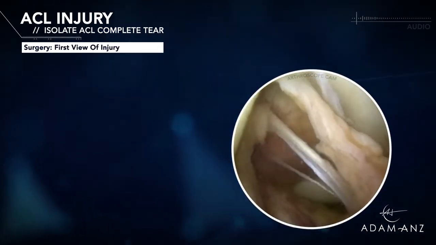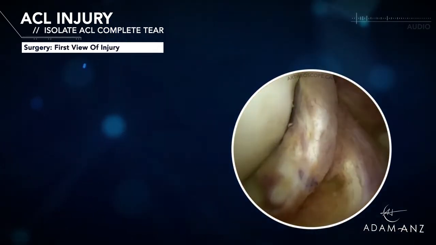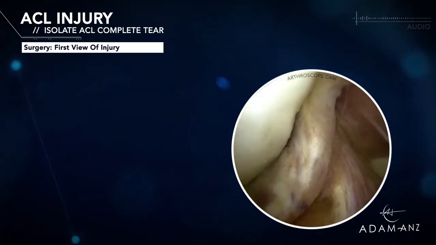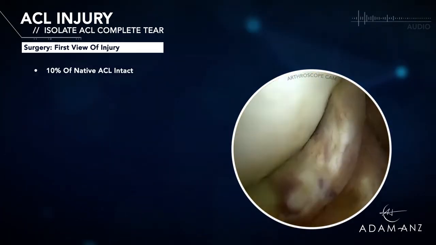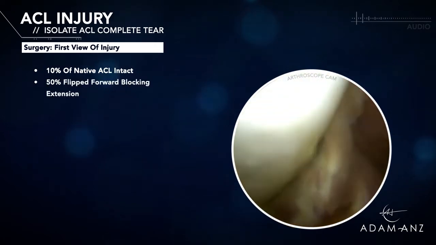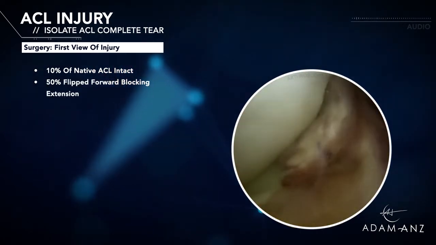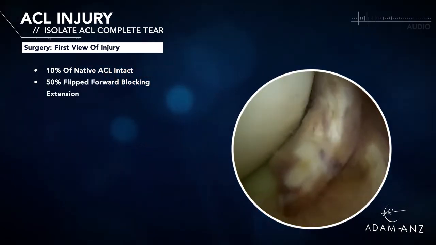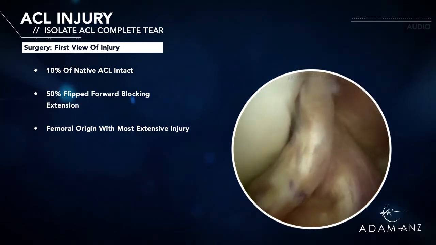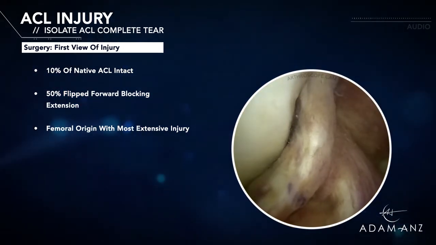When we first get into the joint, we look first at the patellofemoral joint and then down into the intercondylar notch. 10% of the native ACL was in continuity in this case, 50% had flipped forward and was incompetent, and the remaining 40% was detached from the femoral origin.